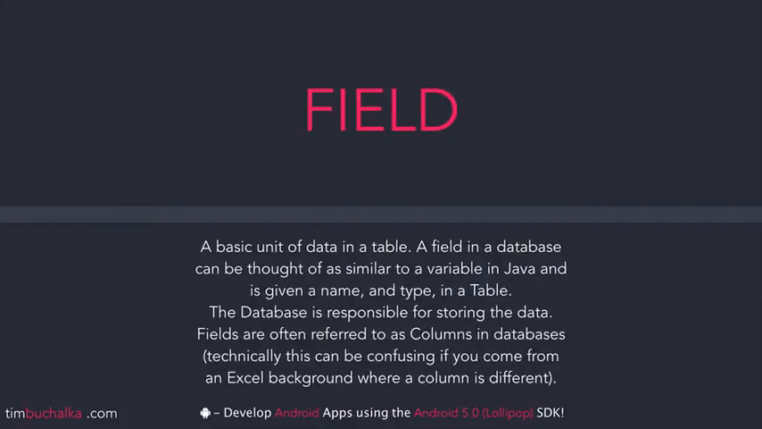What is a field? A field is the basic unit of data in a table. So a field in a database can be thought of in a similar way to what a variable in Java is. You've seen those obviously in different apps. So it's given a name and a type, just as it is in Java, but this is for a table. And for example, is it a string? Is it a number? Is it going to accept text, etc.?